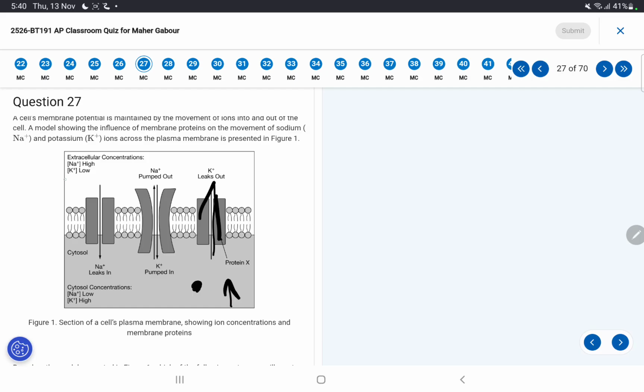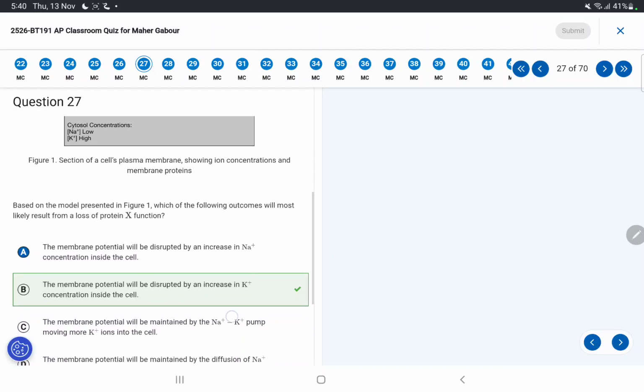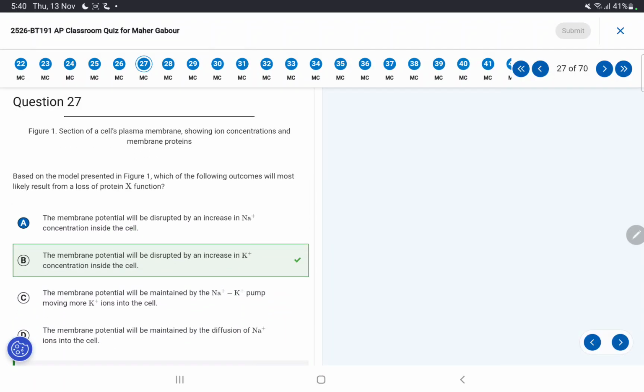Look, here the K plus that's outside is being pumped in. This is the thing that was letting it out. Without it, it will keep everything in, so the concentration will increase. The membrane potential will be disrupted by an increase in K plus concentration inside the cell.